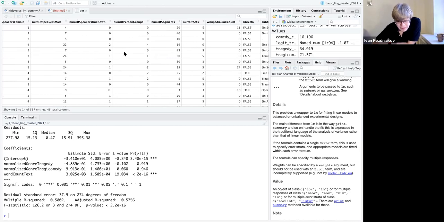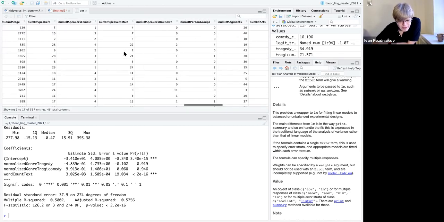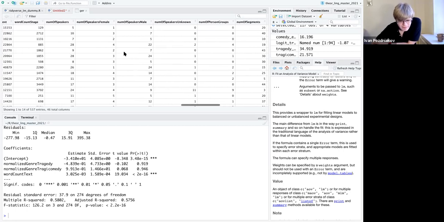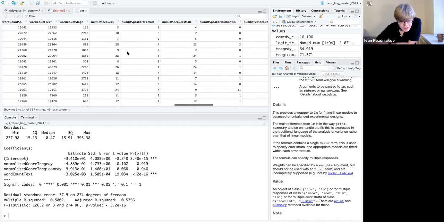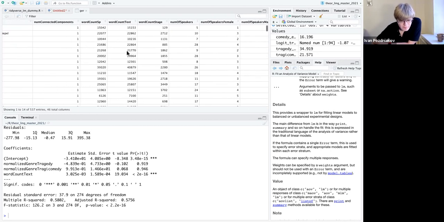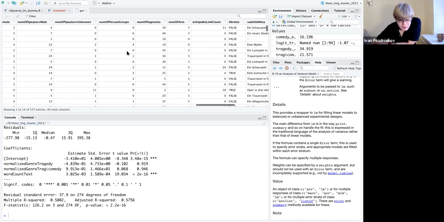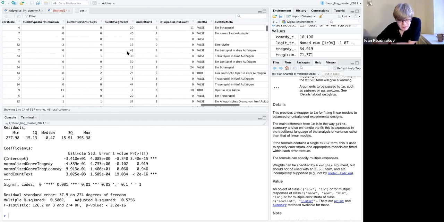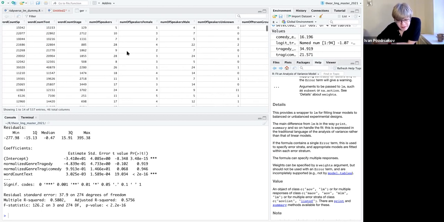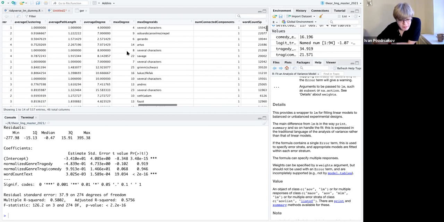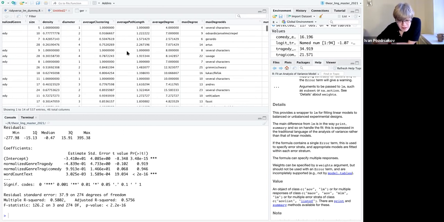What can be interesting is you can derive something like gender inequality for a play. For example, you can calculate percent of female speakers, or, I don't know, what else can I do? Maybe you also have number of words spoken by males and females, and divide one by another. But I'm not sure that you have something like that.